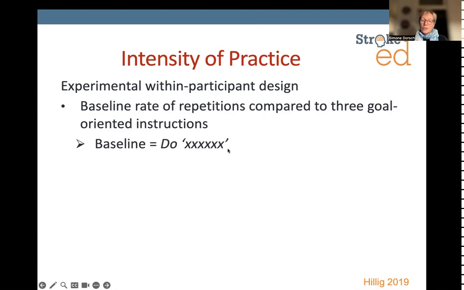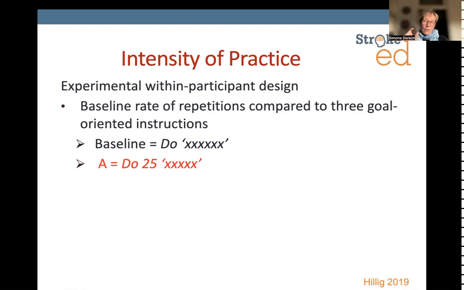So each day they got the baseline, and then they got one of the 3 types of instructions, and that was done in a randomized order across the 24 participants. The baseline was just do whatever it was. Some was upper limb, some was lower limb, some was plain strengthening, some was task specific practice. But, you know, pick up the cup or whatever.